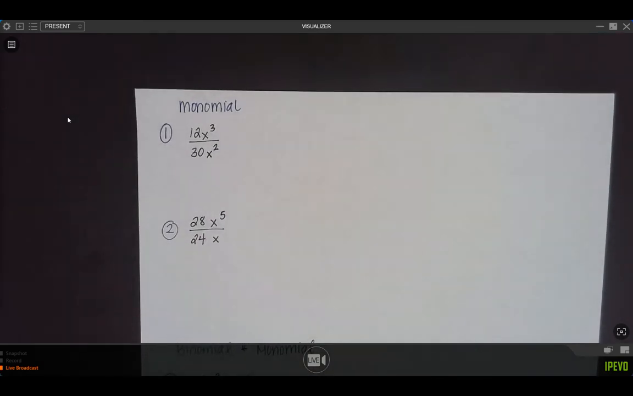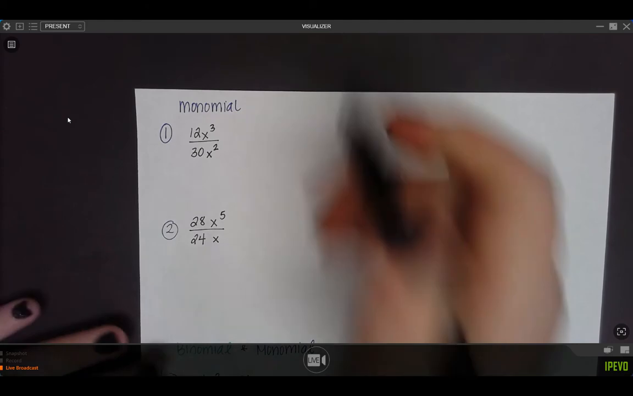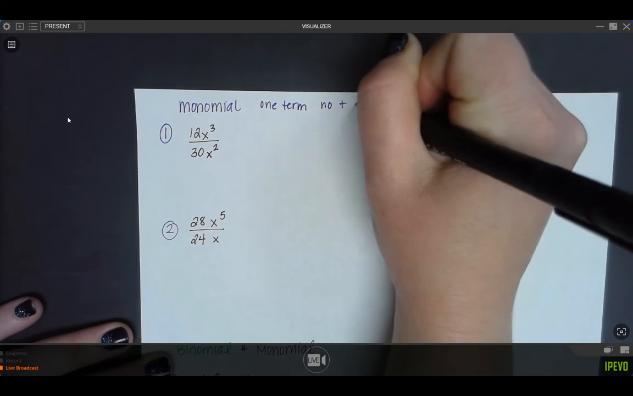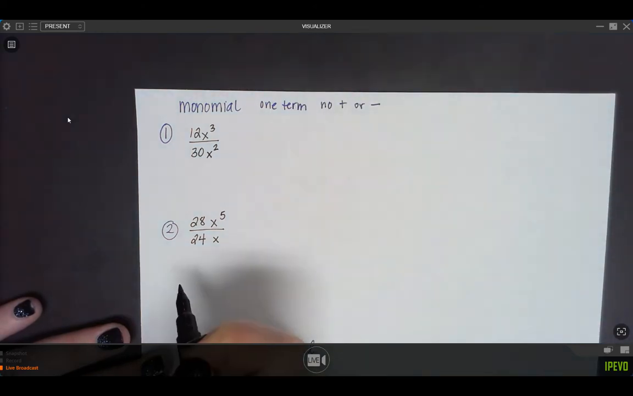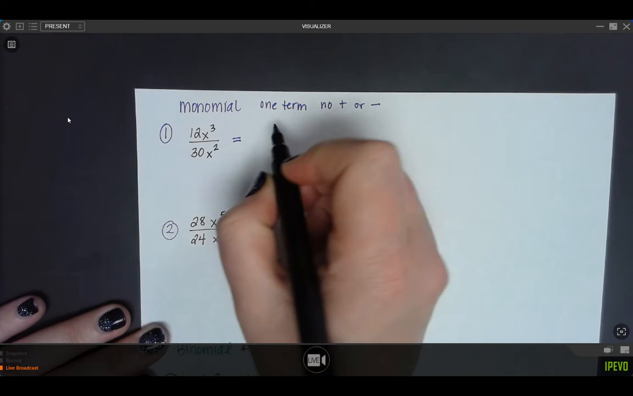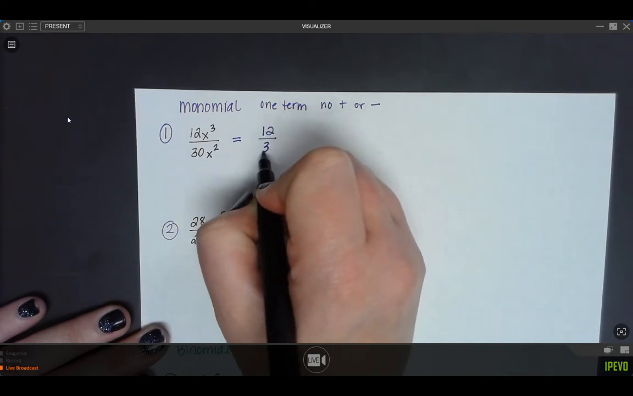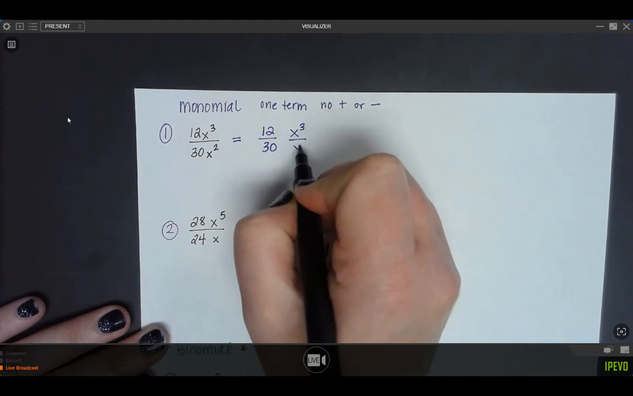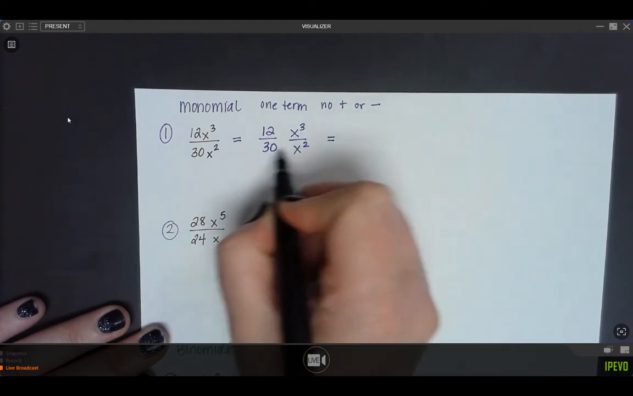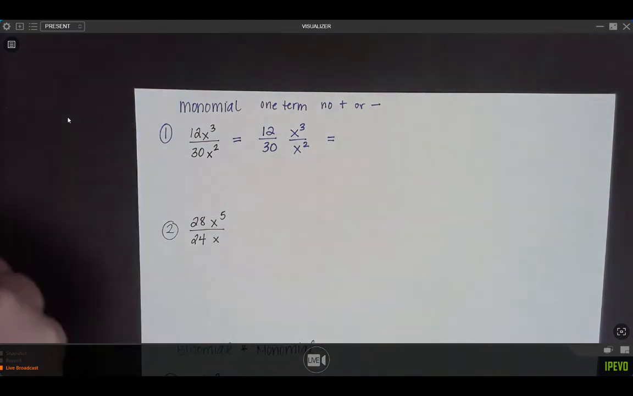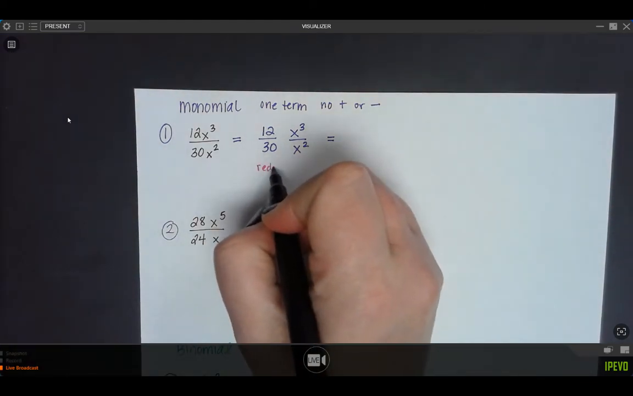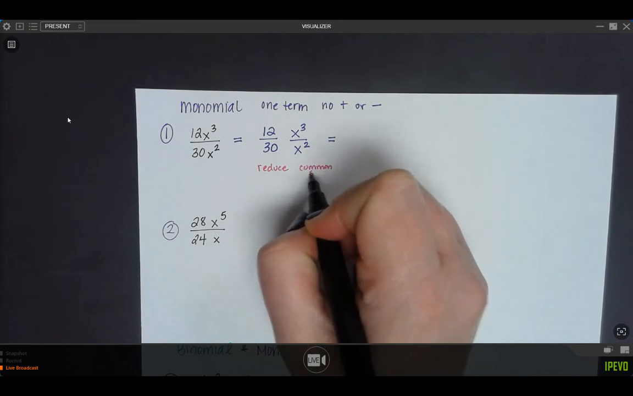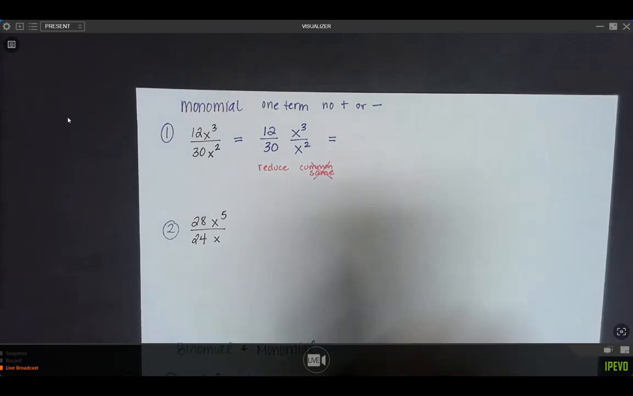And again, number one is a monomial. So there's only one term and there is no addition or subtraction for a monomial. So what I do with these is I like to separate the numbers or the coefficients and the variables. So I like to look at them one at a time. And I'm looking for how I can reduce and cross out anything they have in common. Whatever is the same, I want to be able to get rid of.